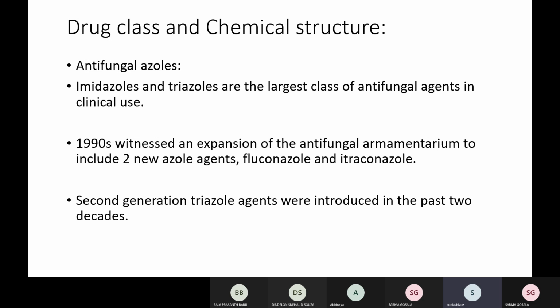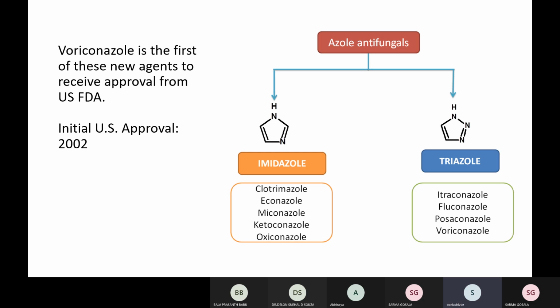Second generation triazole agents were introduced in the past 2 decades, and out of which voriconazole was the first of these new agents to receive approval from the US FDA. Initial US approval it received in 2002.